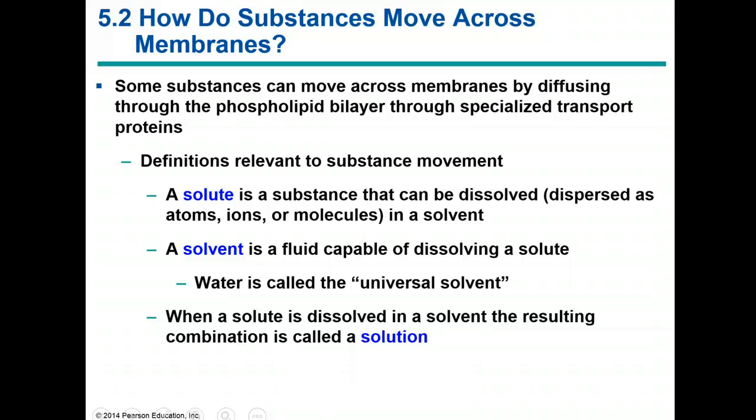Before we talk more about the processes associated with moving molecules across the plasma membrane, let's look at some definitions relevant to substance movement. A solute is a substance that can be dissolved or dispersed, such as atoms, ions, or molecules, in a solvent. A solvent is a fluid capable of dissolving a solute. Water is often called a universal solvent because it dissolves a lot of different types of solutes. When a solute is dissolved in a solvent, the resulting combination is called a solution.